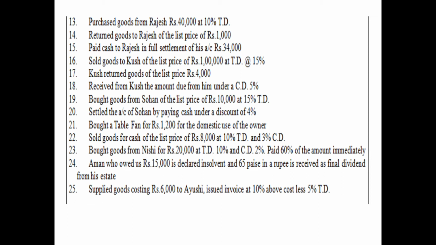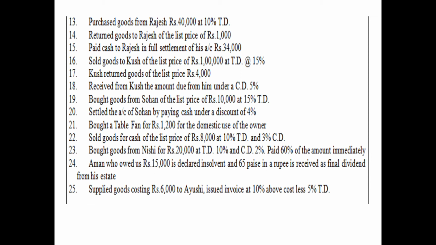So goods are being purchased from Rajesh on credit for rupees 40,000 at 10% trade discount. So 10% of 40,000 will be 4,000. When we deduct this trade discount amount from 40,000, that means 40,000 minus 4,000, ultimately the purchase price is 36,000. So we will pass the entry purchase account debited 36,000 to Rajesh 36,000.